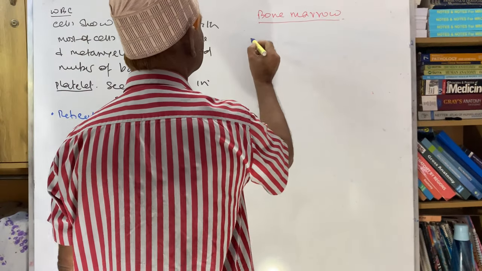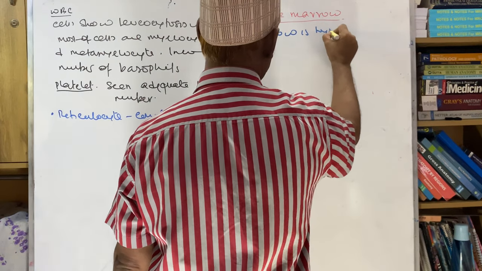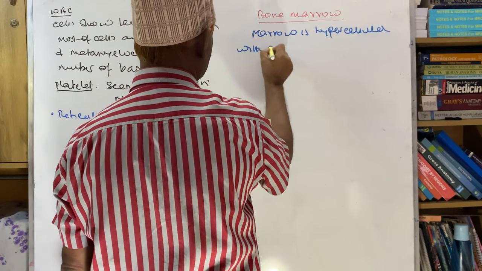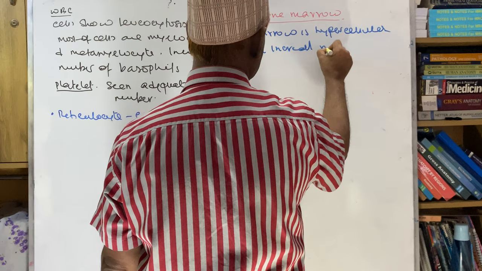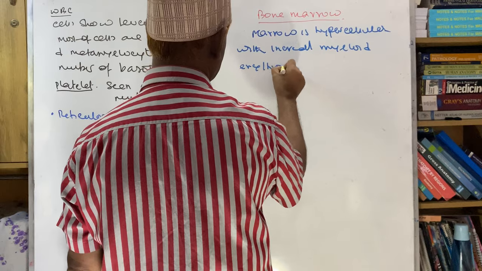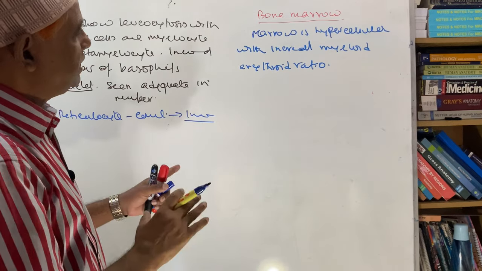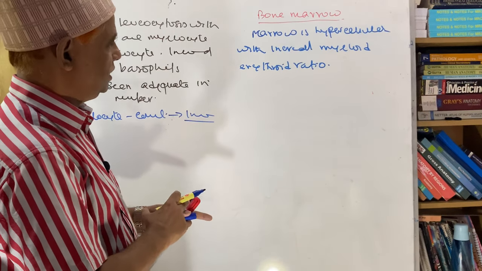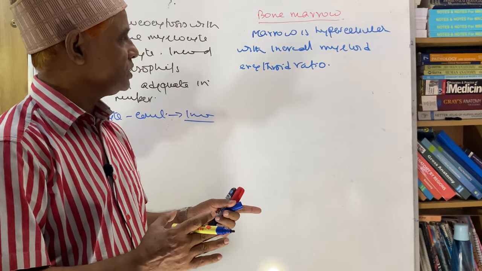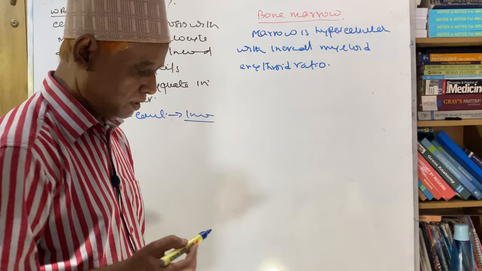So marrow is hypercellular with increased myeloid erythroid ratio. Dear audience, as it is a cancer of the myeloid series, so myeloid series cells are increased. So there is increased myeloid erythroid ratio.